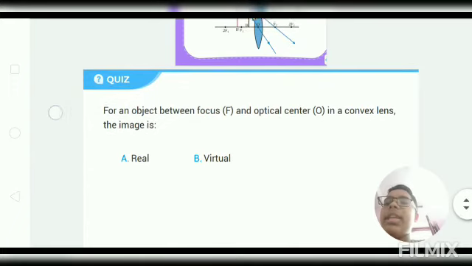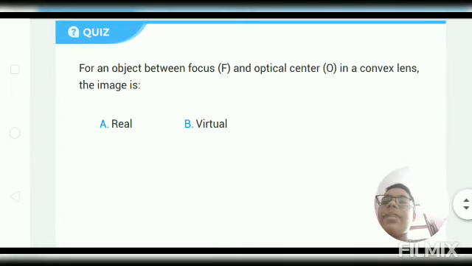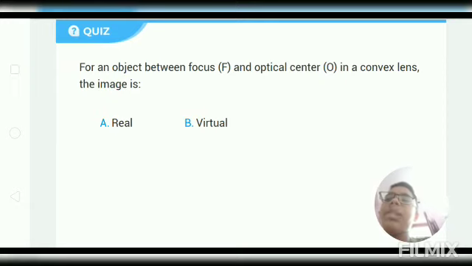For an object between the focus F and the optical center O in a convex lens, the image is either real or virtual. What is the nature of the image when the object is placed between the focus and the optical center?